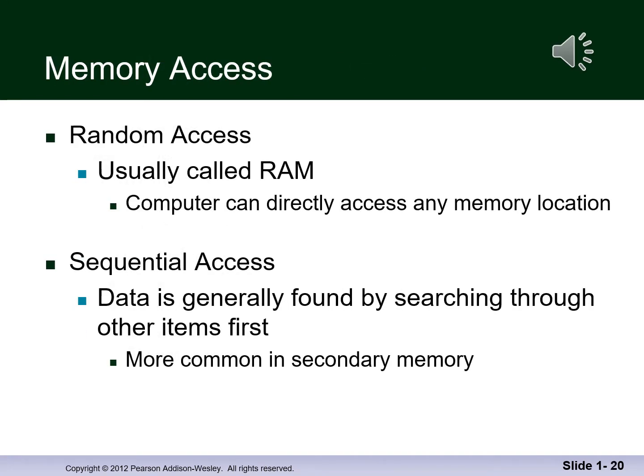Two types of memory access you should be aware of: random and sequential. Random access, usually called RAM, random access memory. The computer directly accesses any memory location without going sequentially through the others.